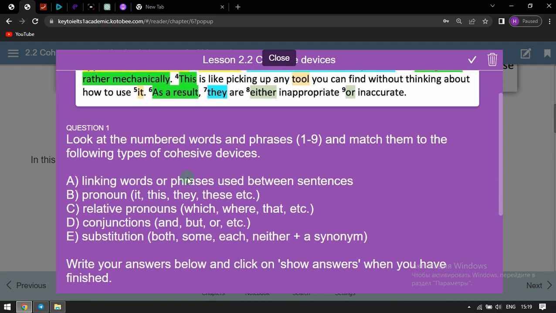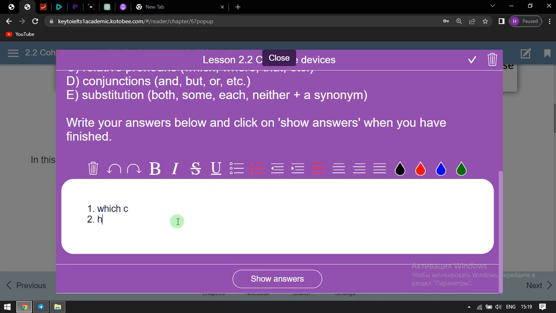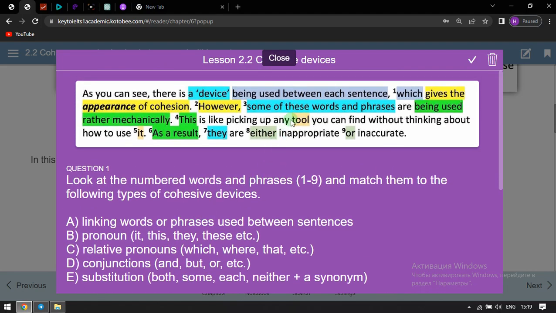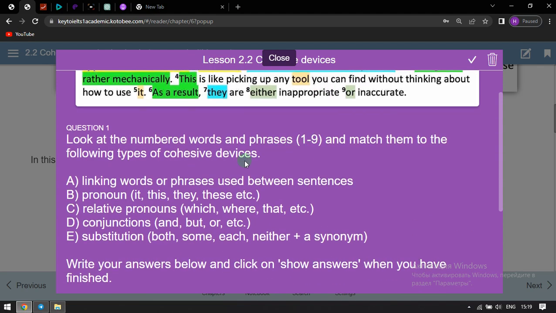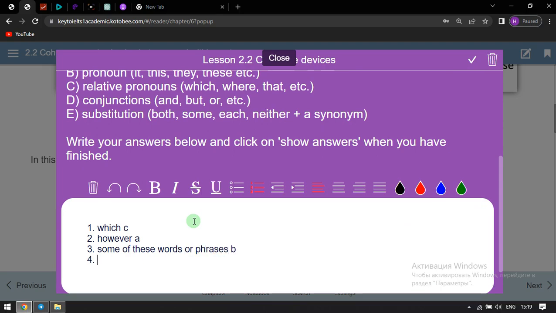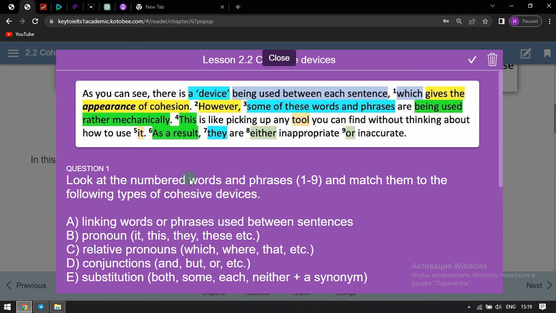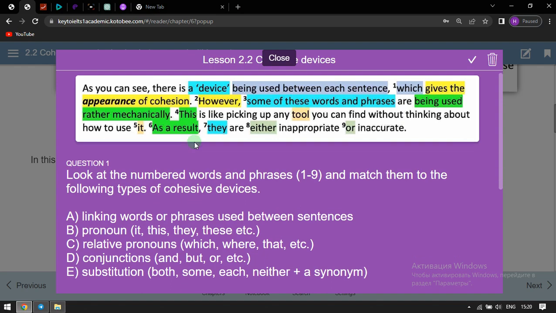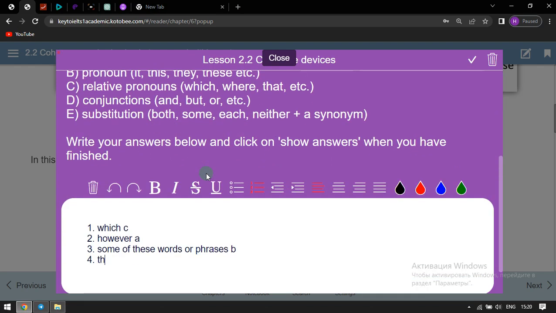Ikki however bor ekan. Howeverimiz linking word hisoblanadi. Linking word a. However a bo'ladi. Uchinchisi some of these words or phrases be bo'lishi kerak, pronoun bo'lishi kerak. These words or phrases bu yerda be bo'lib kelyapti. To'rt. This oson pronoun bu ham. This be.